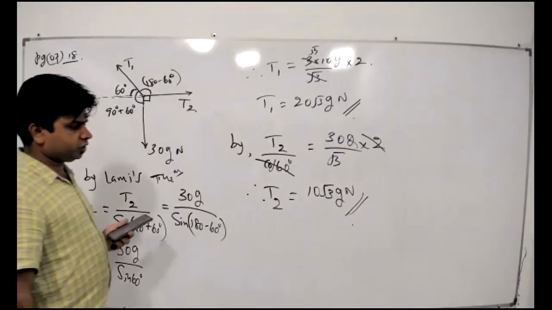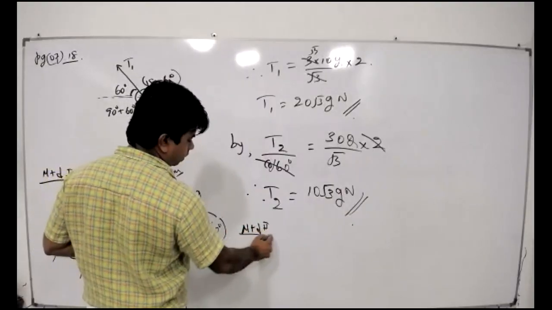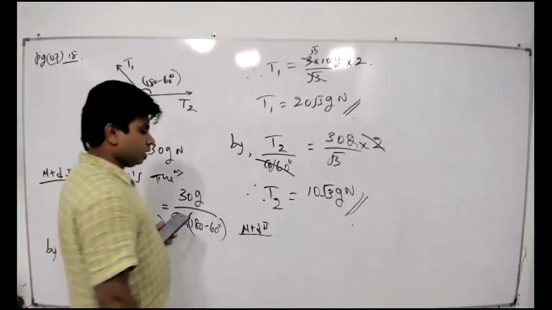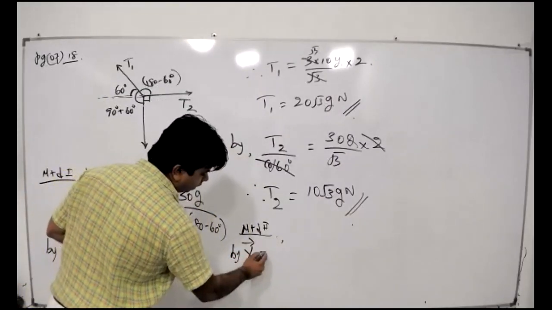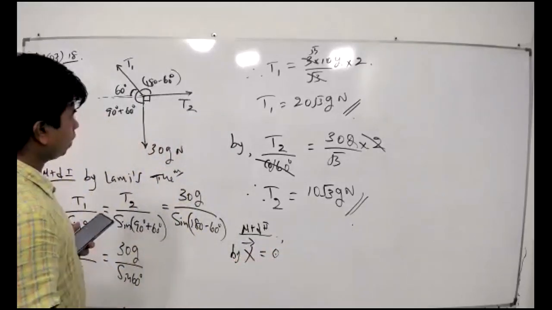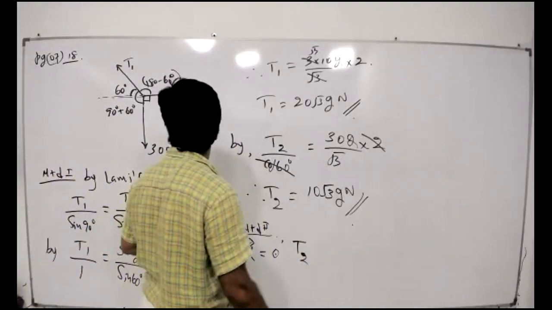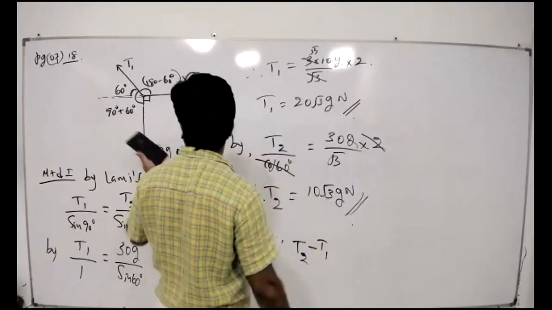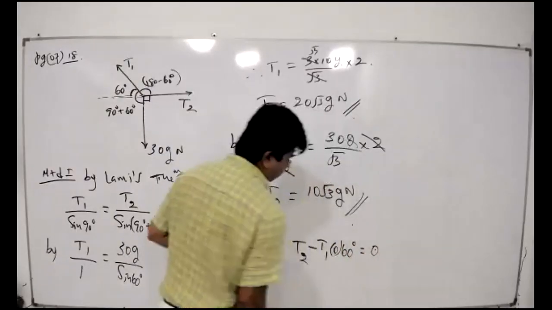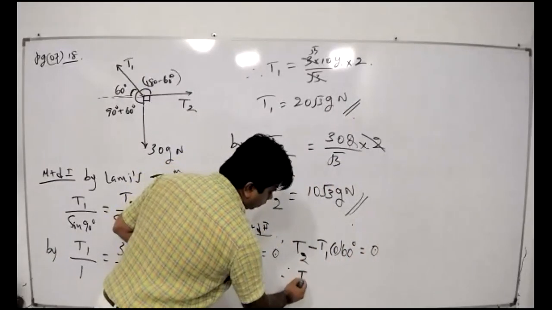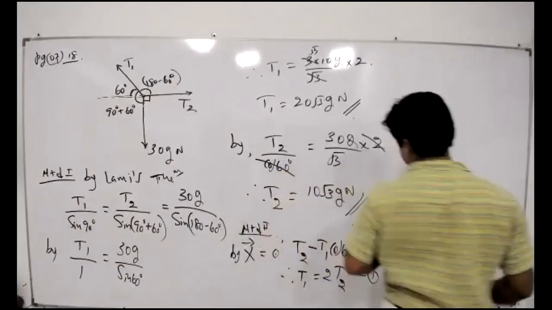Okay, now it's a very simple question, right? So we have solved it by Lami's theorem. Then method 2, by resolving components. You know that by equating horizontal components to 0, you will have T2 minus T1 cos 60 equals 0. Then cos 60 is half, so T1 equals 2T2.